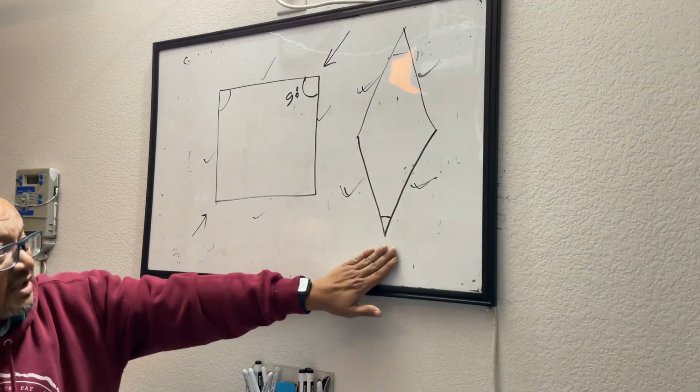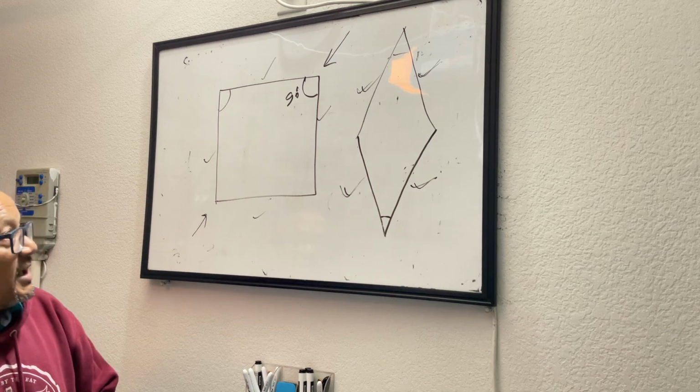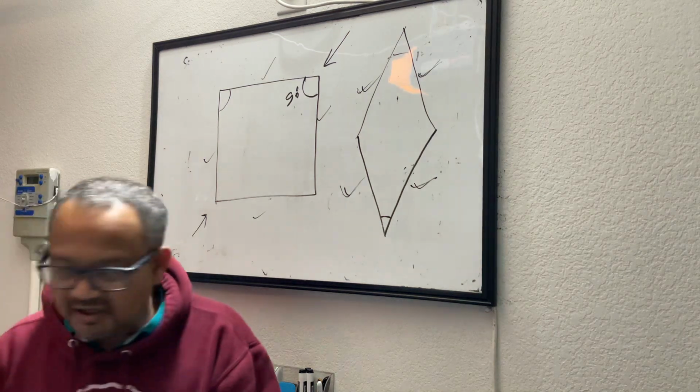So, this is the rhombus. Now, how do I find out the area of a rhombus? Let's clean up the board a little bit.